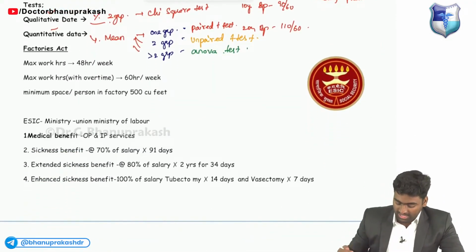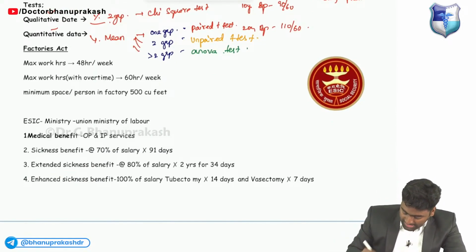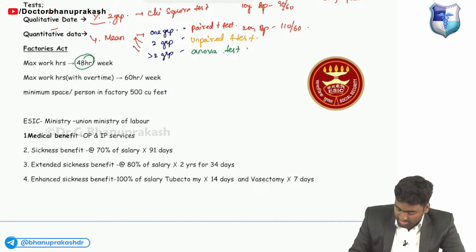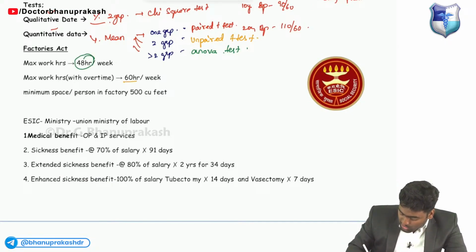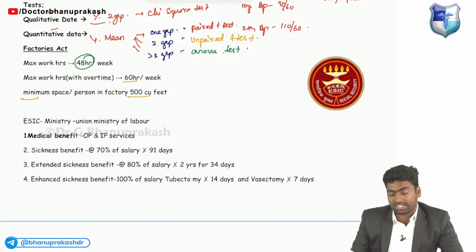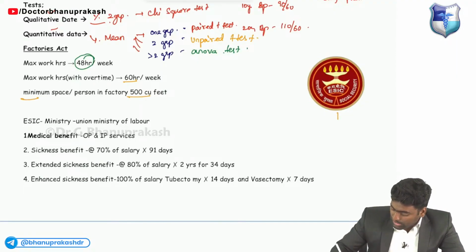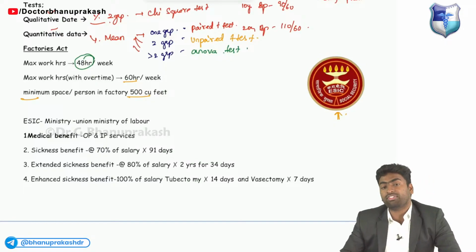Just remember this much. Then about the Factories Act: the maximum working hours are 48 hours per week. And if including overtime, it should be within 60 hours, and the minimum space in a factory for a person is 500 cubic feet. Then this is the logo of ESIC.